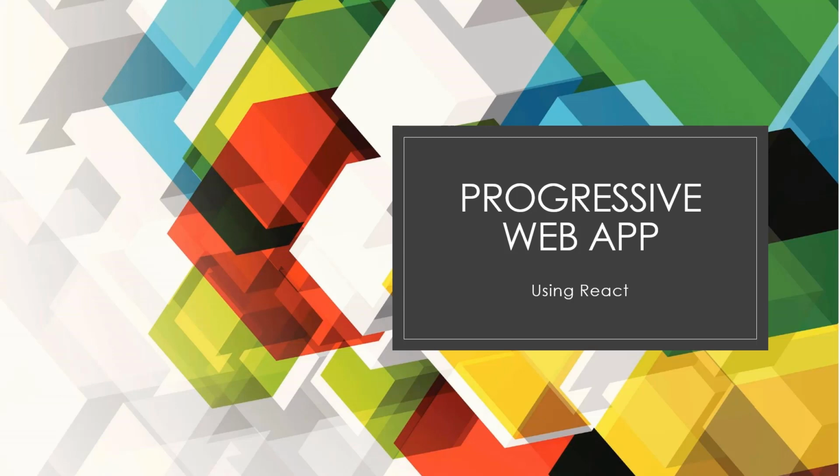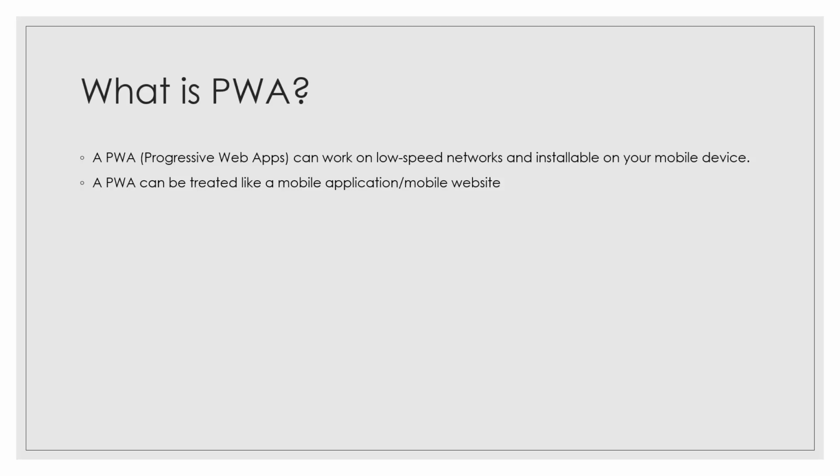In this course, we'll be learning how to create progressive web applications using React. Before proceeding further, let's first of all understand what exactly a progressive web application is. A progressive web application, or PWA, can work on low-speed networks and they are installable on your mobile devices. A PWA can be treated like a mobile application or a mobile website all in one.